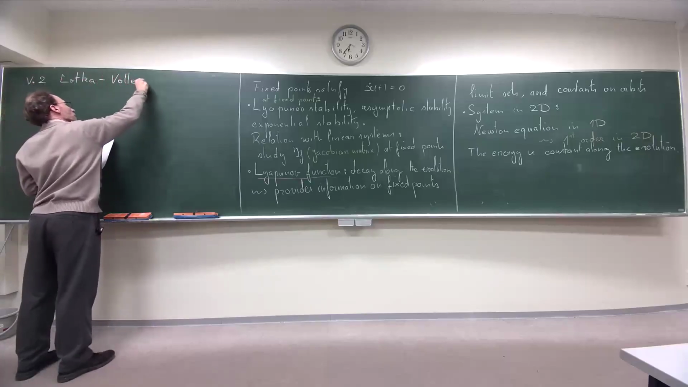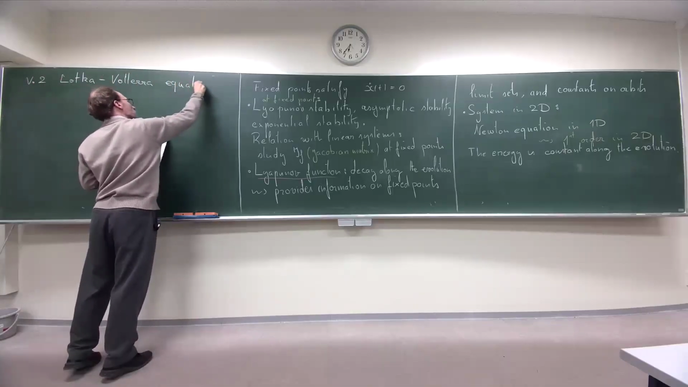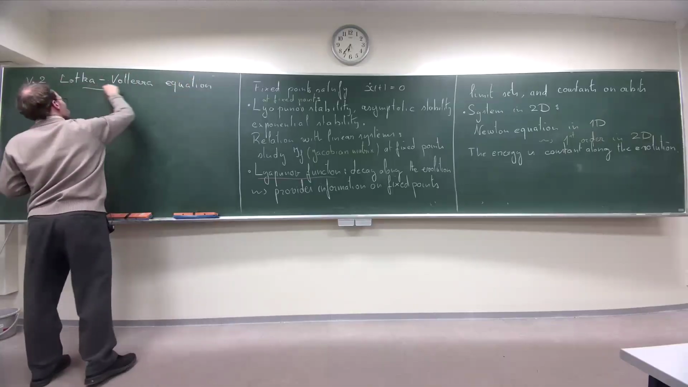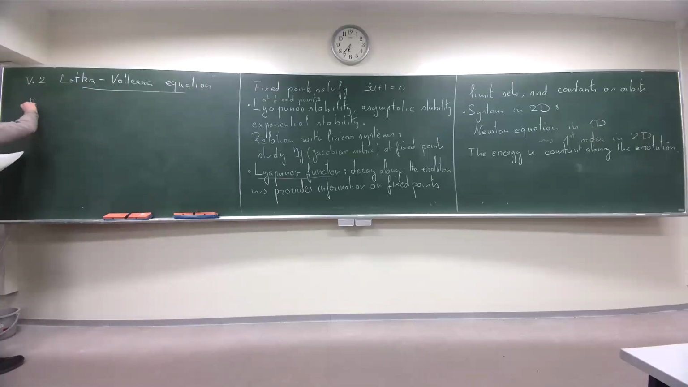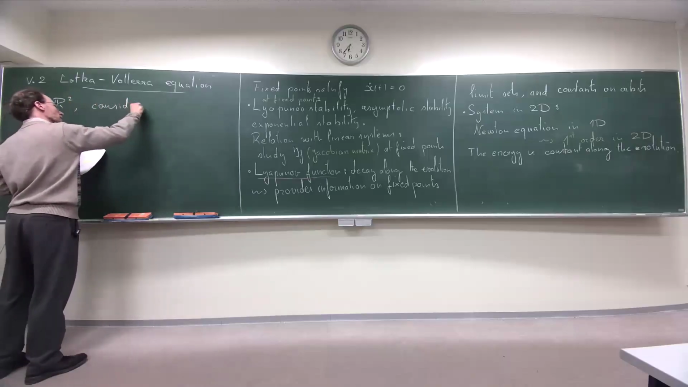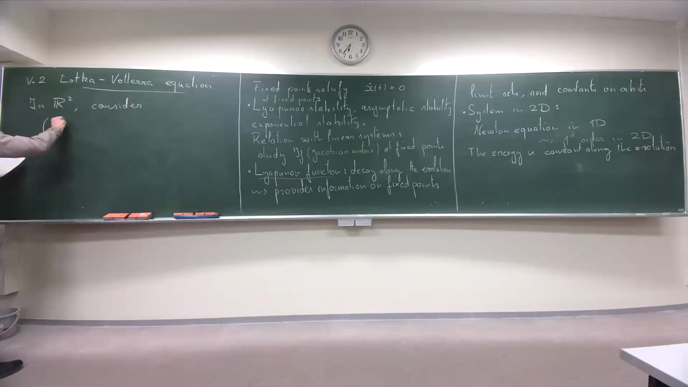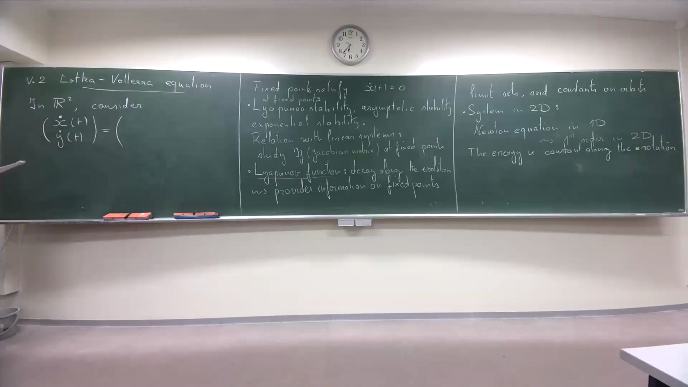the Lotka-Volterra equation. This is related to biology. It's a system with predator and prey, and it is in R2 because we are in 2 dimensions. We consider the following system. I'm not going to explain the biological meaning, but everywhere in the literature you can find why it's a prey-predator system.